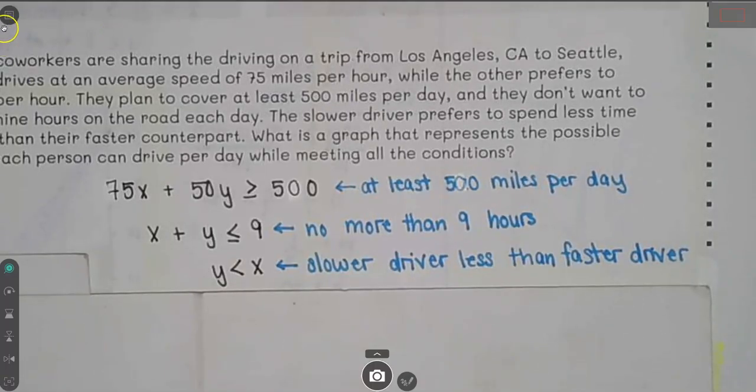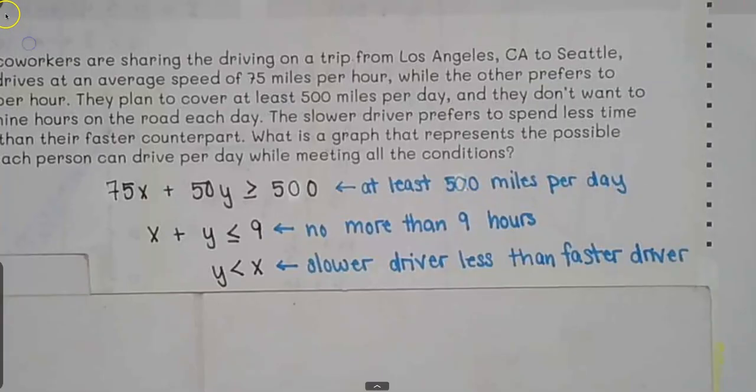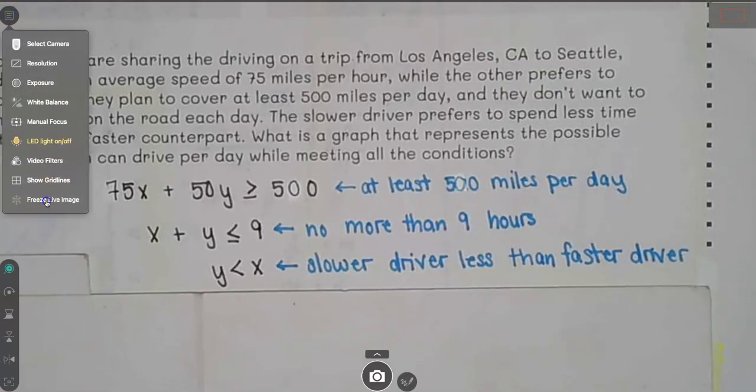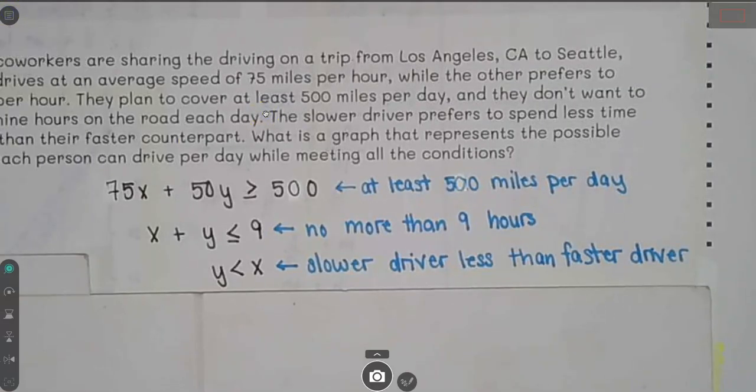All right, so the first inequality, that's 75x plus 50y is greater than or equal to 500. On your whiteboards, please give me the graph. When you have it, hold up your board. Just the first one. We're doing them 1 at a time.